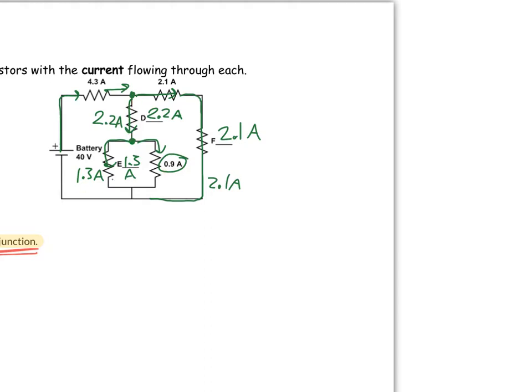Those two currents then come back together, all right? And so we have this 1.3, the 0.9, and the 2.1 all coming together to ultimately give us 4.3 amps. When they all come together at this junction, going back to the battery and then continuing on through the circuit.